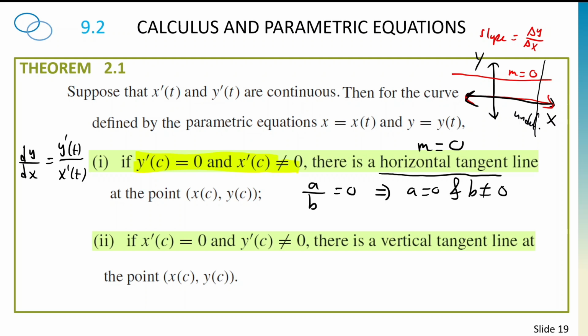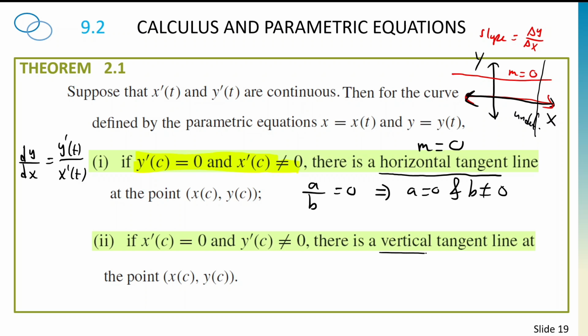So for a horizontal tangent, the numerator is 0 and the denominator does not equal 0. We have to have the second condition. Notice here it's an 'and', not 'or'. So I need to check both of them. Anytime we write just 'and', that means both conditions should be satisfied, not only one.